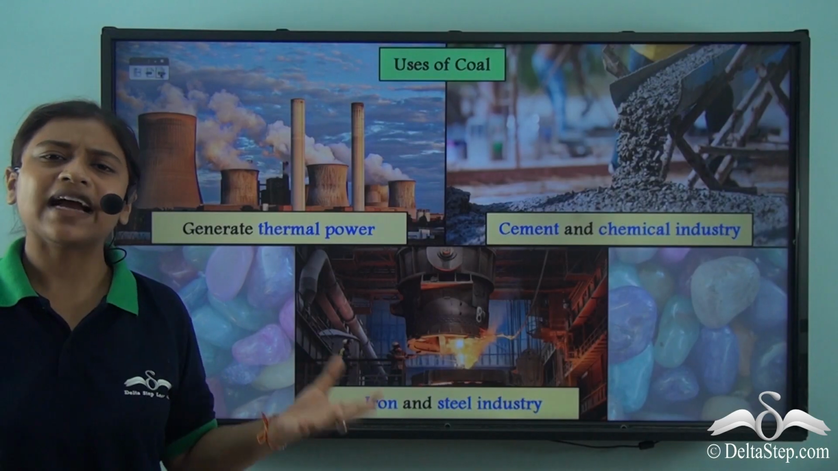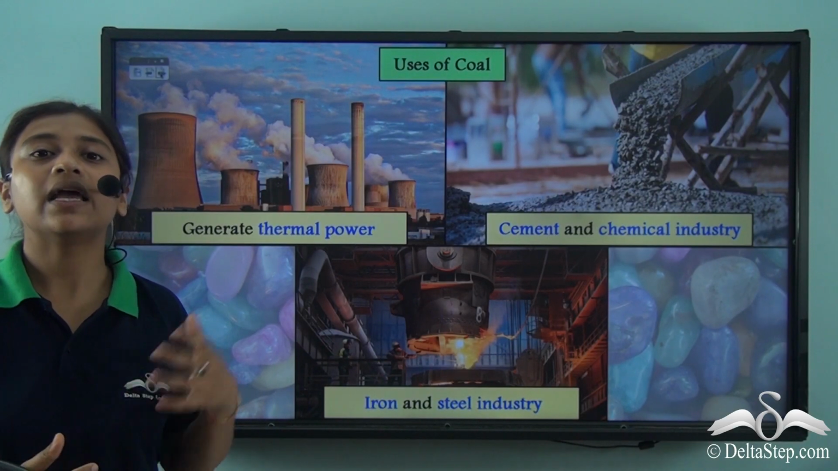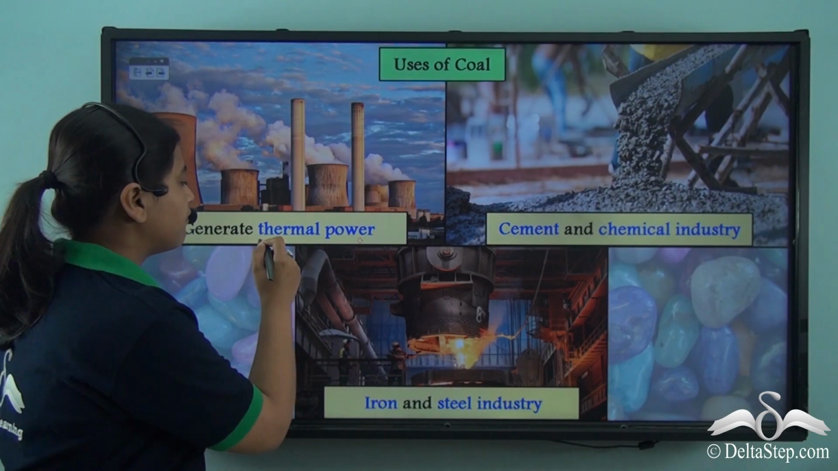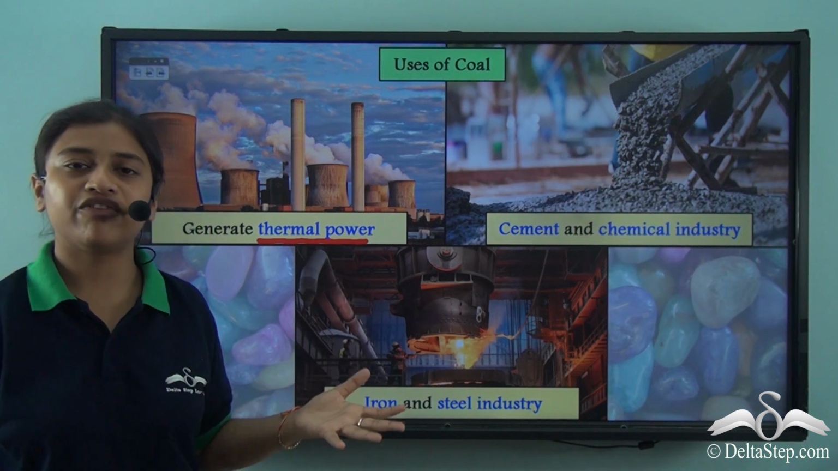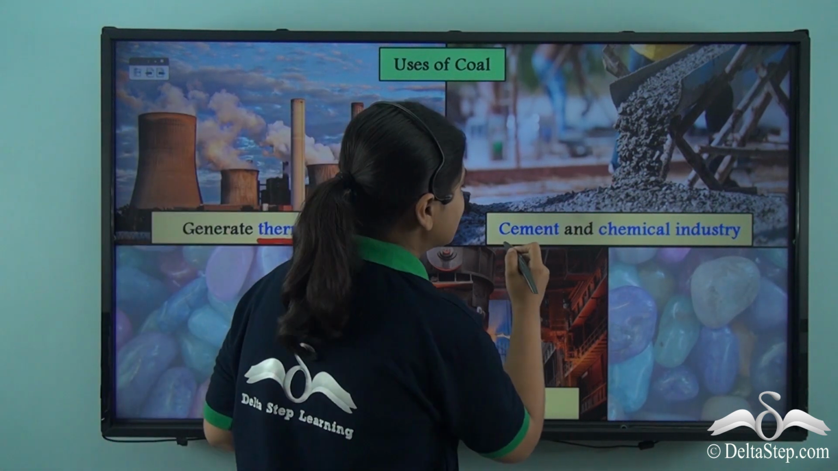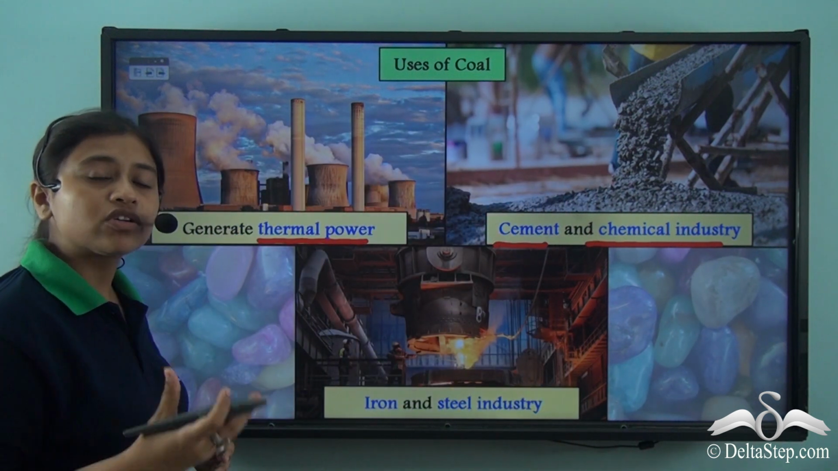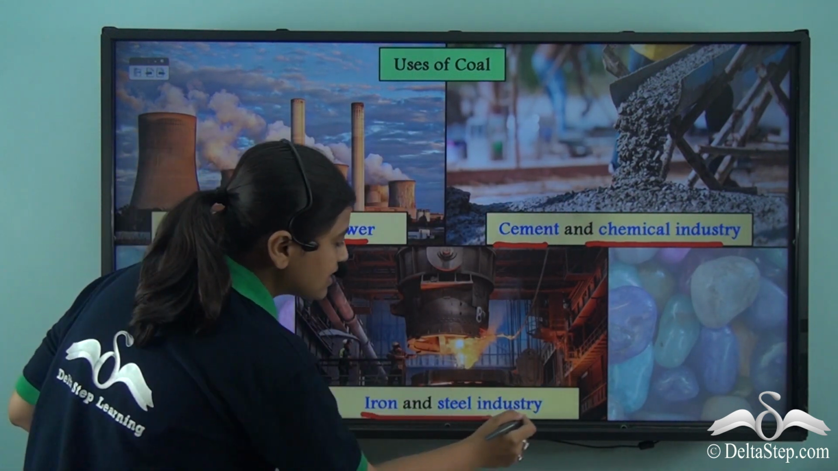Now, coal has a variety of uses. However, some very important ones are: it is used to generate thermal power, which is again used to run a number of factories. It is also used in the cement and chemical industry, and coal is also an important fuel in the iron and steel industry.